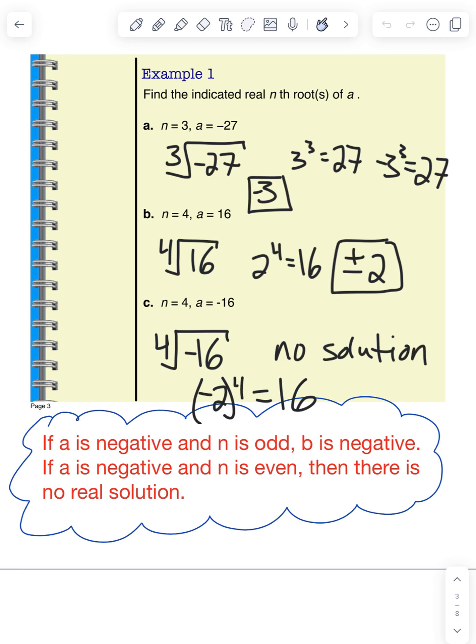And one more important thing I want you to remember before we move on. If a is negative and n is odd, then b is negative. We saw that in example A. We had a negative number under the radical and an odd root, so the solution was negative. And then if a is negative and n is even, then there is no real solution.